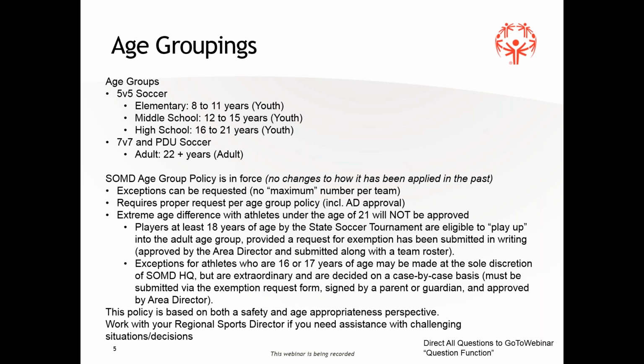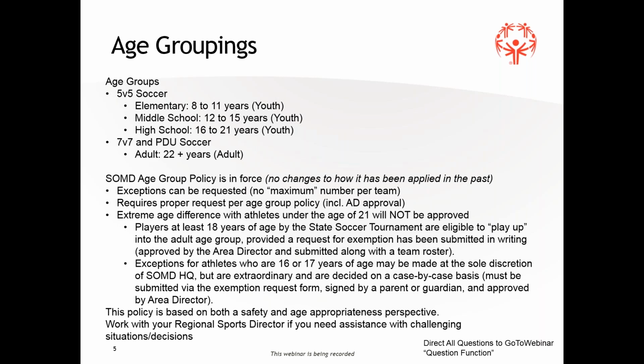All right. Age groups, same as always. Okay. 22 and above are adult. That's 7v7 and PDU. 5v5, 16 to 21 is high school. Elementary and middle school are kind of together because they're so young and we don't have too many teams in those age groups. So they're kind of more together. This is the same policy as we have had in the past.